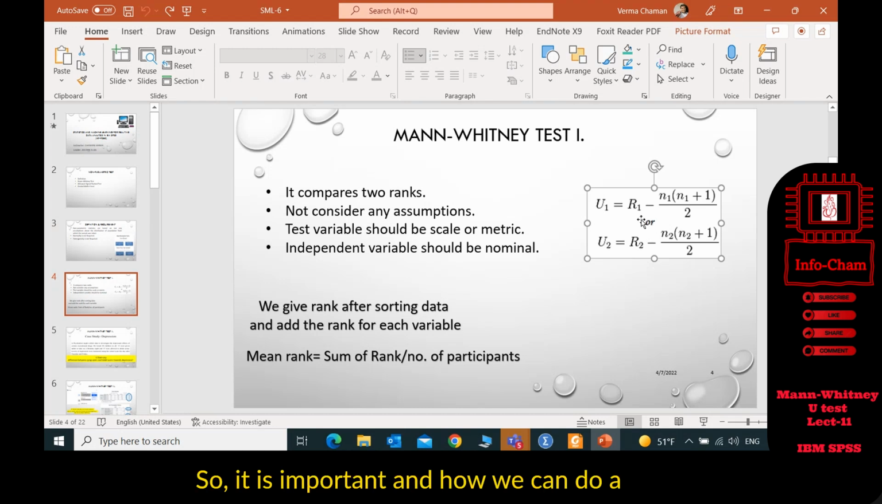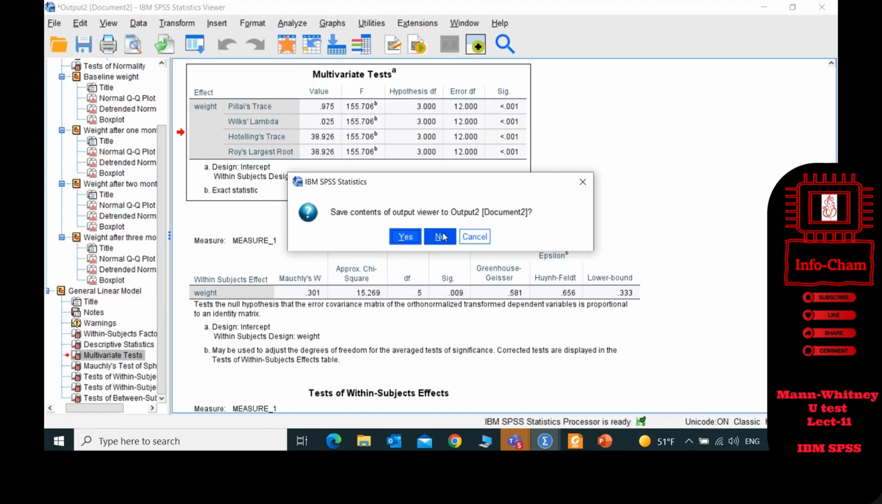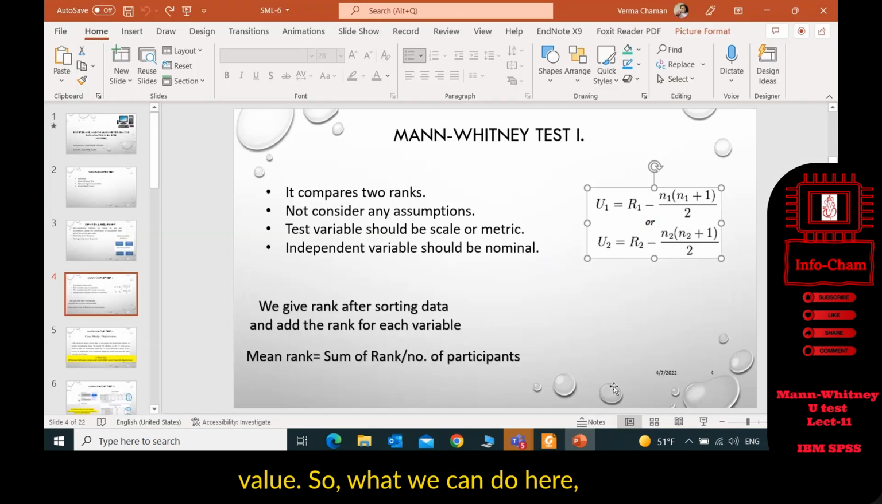So it is important. And how can we do a rank? Rank is very easy to calculate sometimes. So suppose we have another value. So what can we do here?